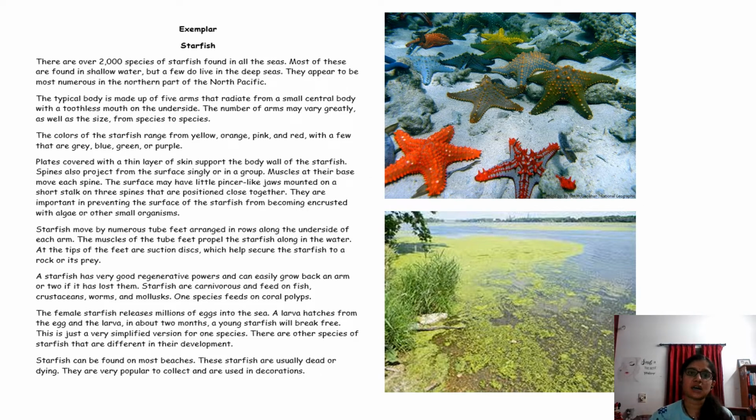The colors of the starfish range from yellow, orange, pink and red, with a few that are grey, blue, green or purple. So it is colorful, right? We can find it in most of the colors. And plates covered with a thin layer of skin support the body wall of the starfish. So its body is covered with small plate-like things, and it supports its body, right?